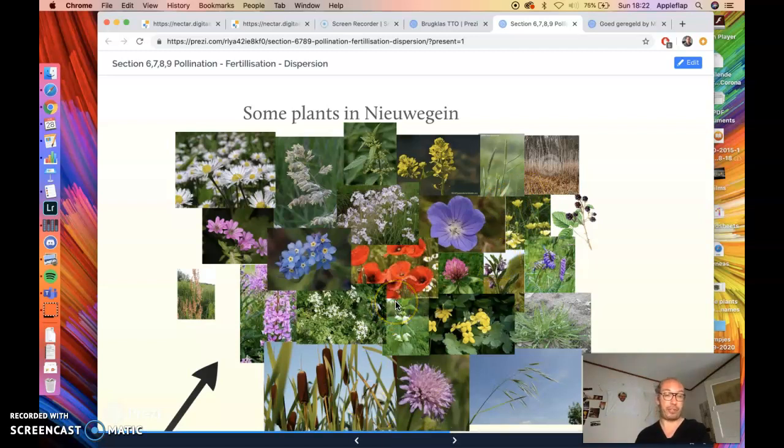So today we talked about different kinds of life cycles in plants. There are annual, biannual, perennial, and woody plants. We talked about how pollination will lead to fruit development and in which ways fruit will be dispersed.